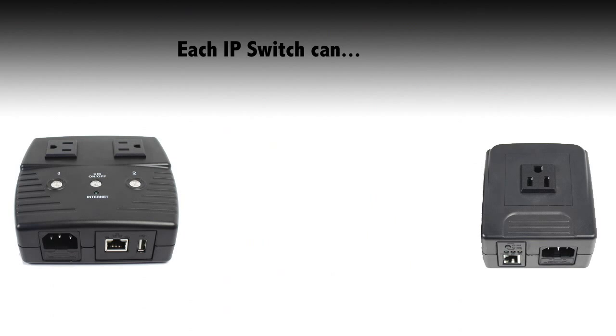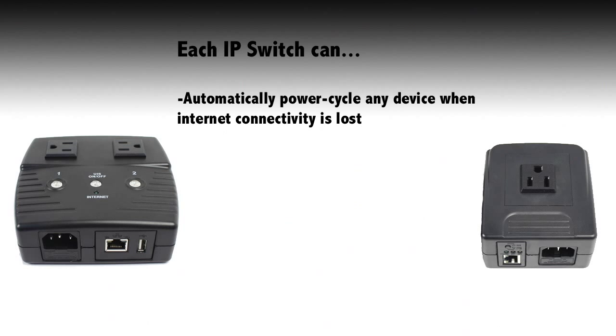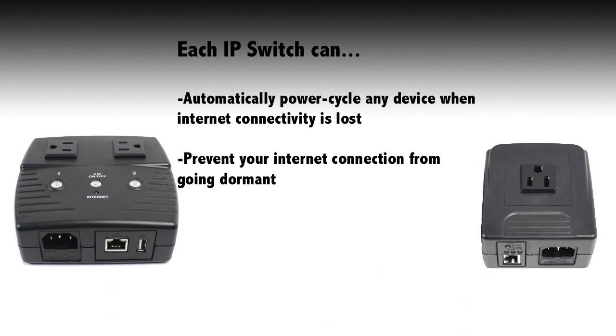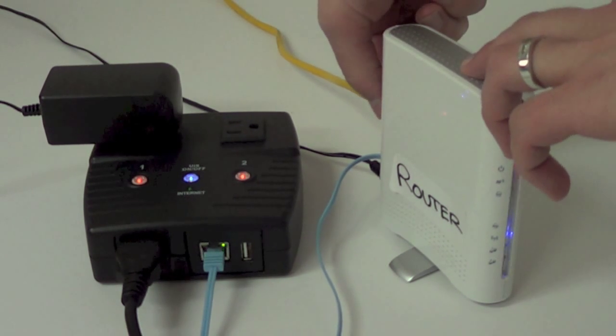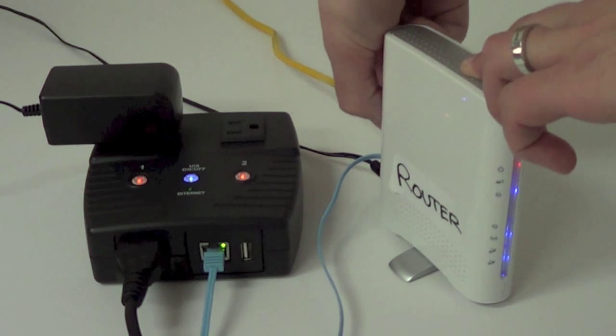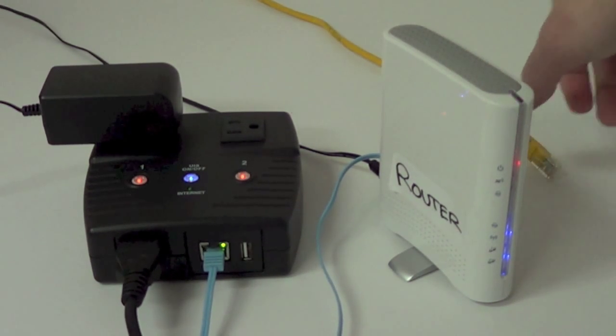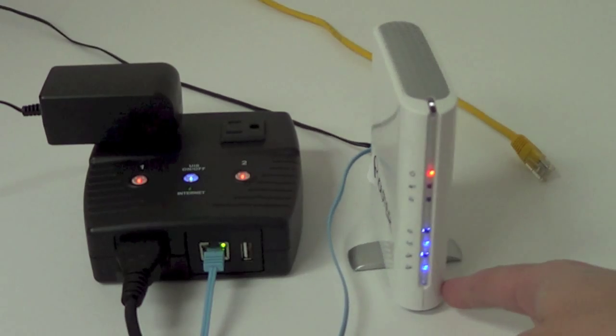Each IP switch can automatically power cycle any device if internet connectivity is lost, prevent a connection from going dormant, power cycle devices on a schedule, and can be controlled remotely with free applications. The automatic power cycle of equipment is one of the key features on each IP switch, so we're going to demonstrate that here by pulling the internet connection out of a router.